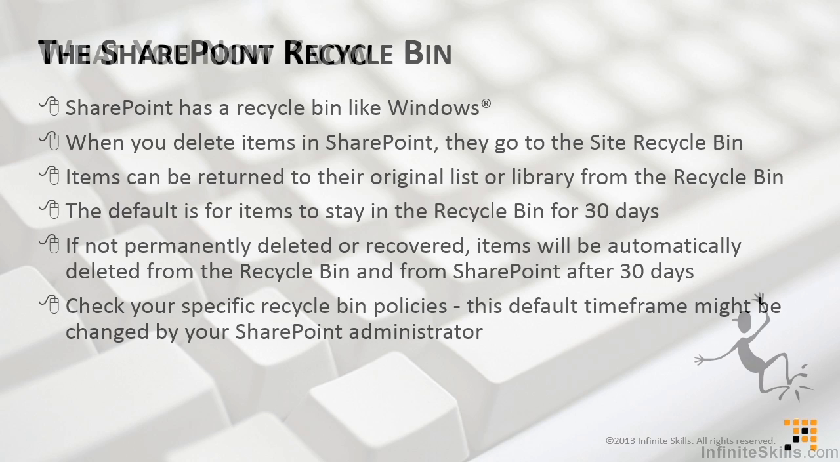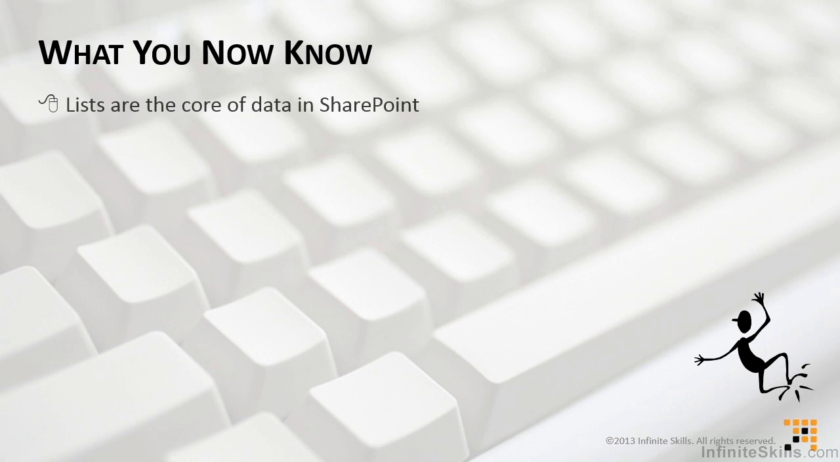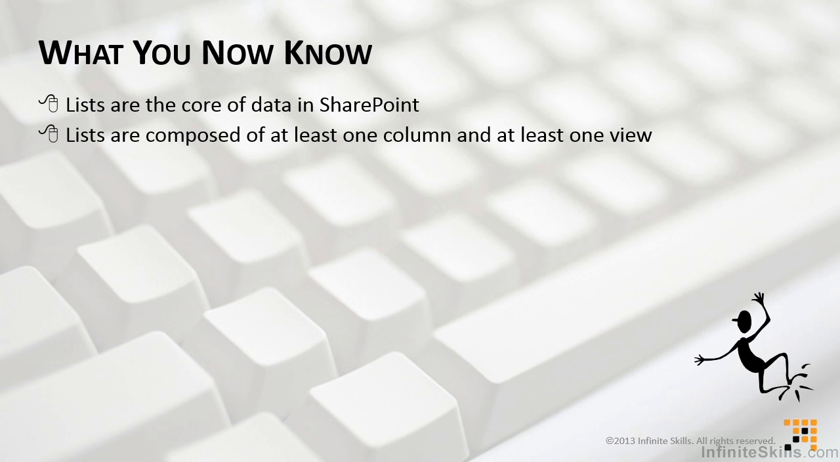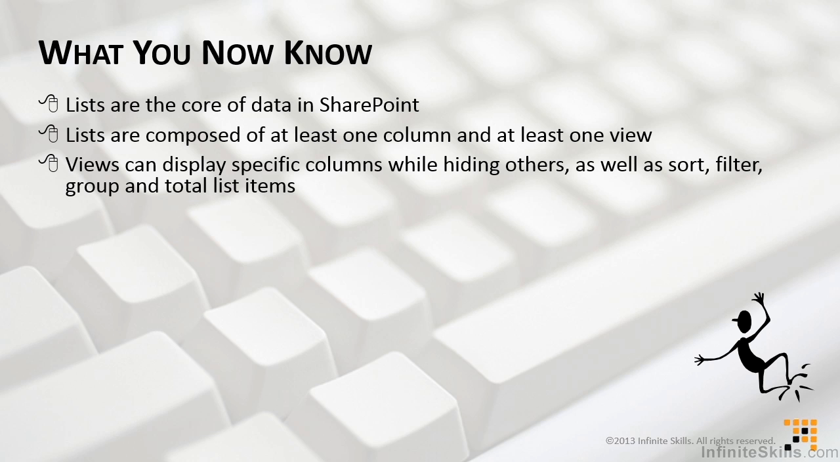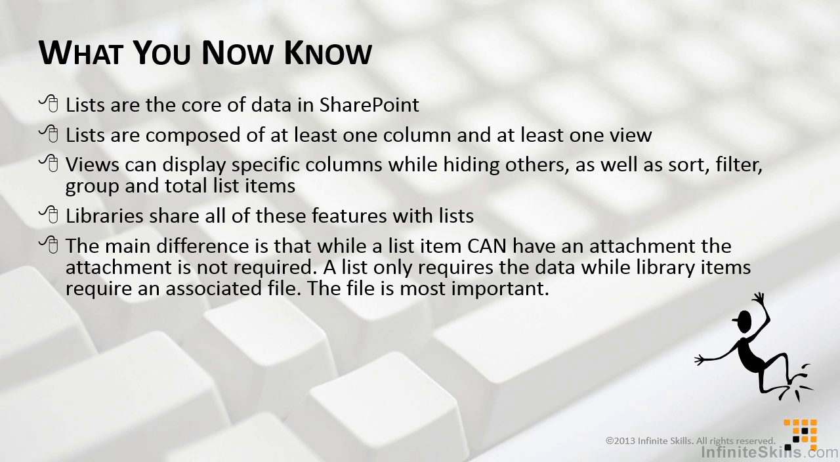What you now know is that lists are the core of data in SharePoint. Lists are composed of at least one column and at least one view. Views can display specific columns while hiding others, as well as sort, filter, group, and total list items. Libraries share all of these features with lists. They are no different. Well, that's not quite true. The main difference is that while a list item can have an attachment, the attachment is not required. A list only requires the data, the columns of information, while library items require an associated file. For library items, the file is the most important part of the entry.